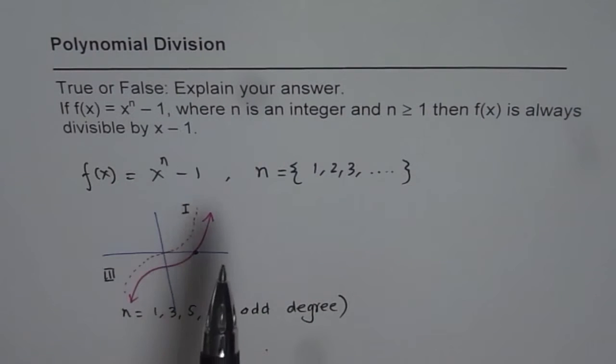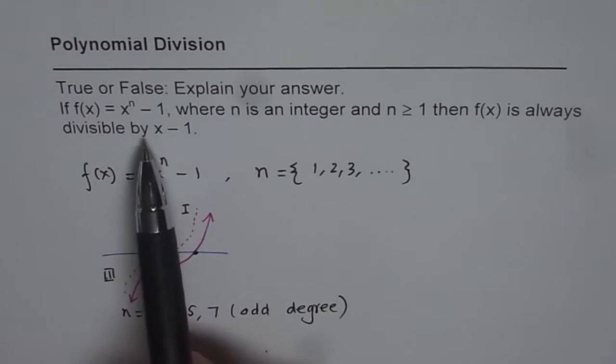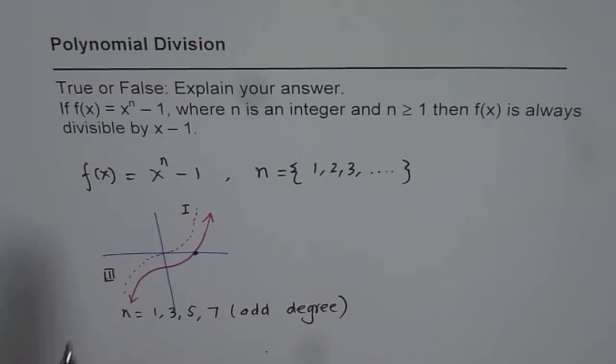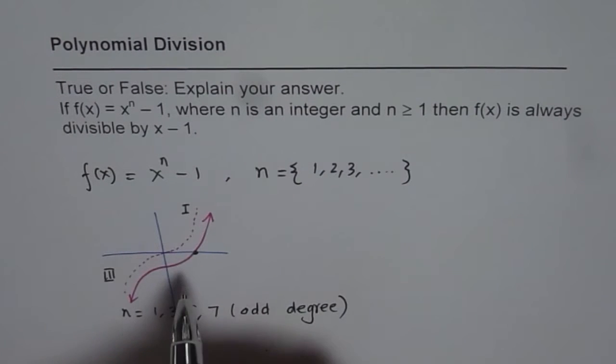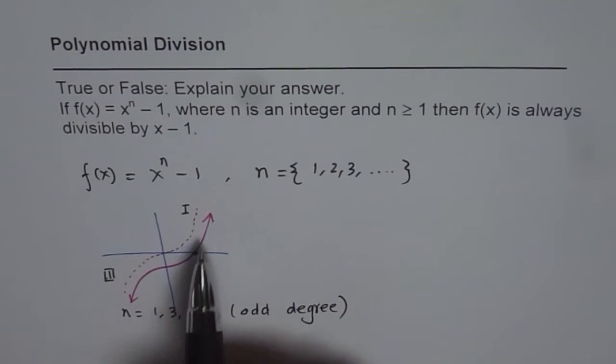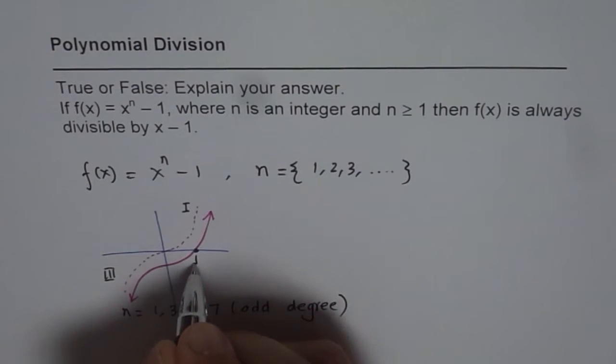Now when we say that it is divisible by x minus 1, that means x minus 1 is a factor. Factor means that point should be at 1, right? Now we know one thing, that it has to cross the x-axis, so there is definitely one point. Now is that point 1? Is that point at x equals 1? That is what we need to debate on, right?